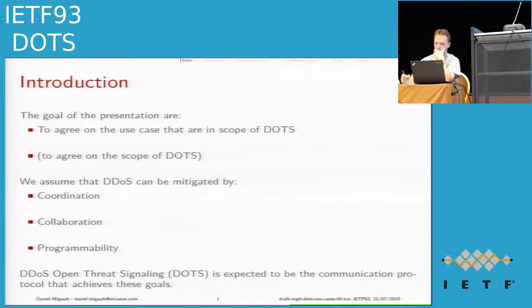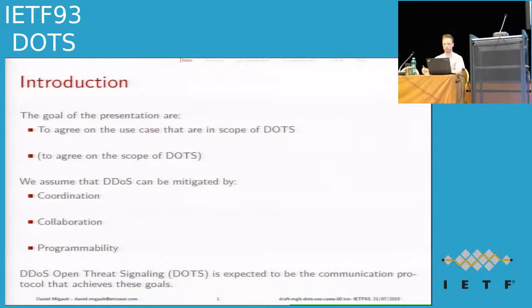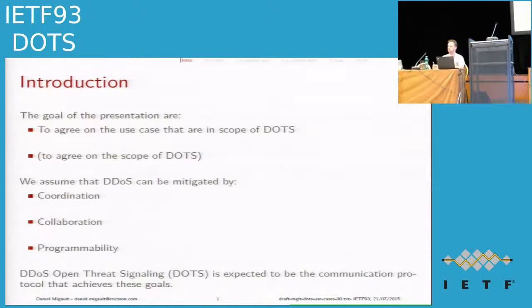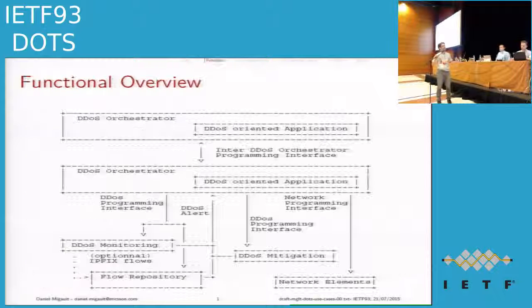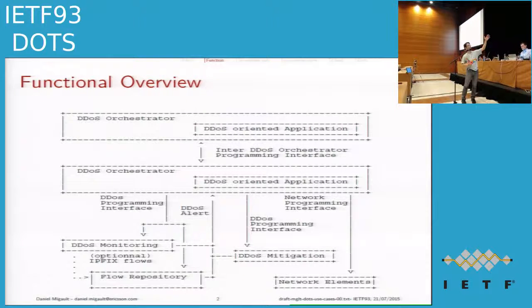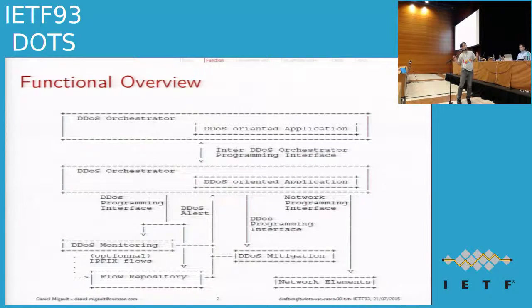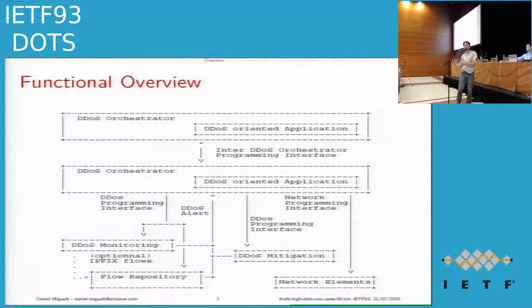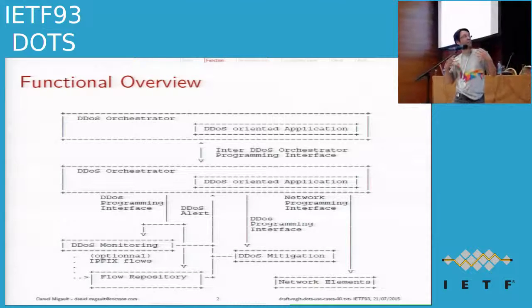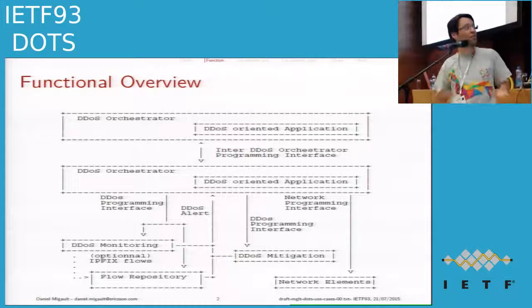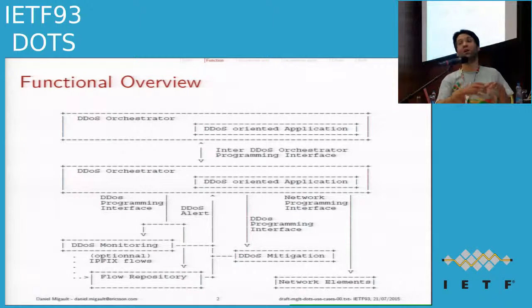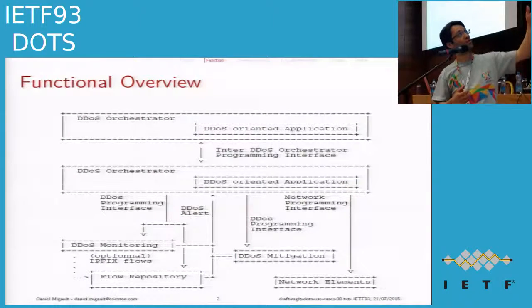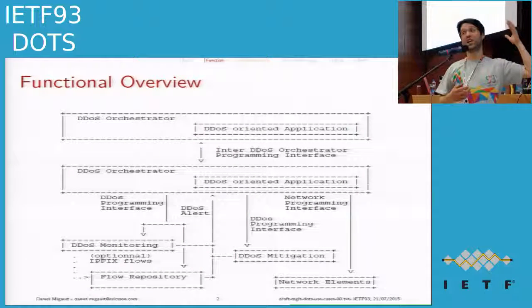The idea I had initially was that in order to mitigate DDoS, we need collaboration and coordination between the different DDoS devices and appliances, and some kind of programmability. The overall picture is that you have a DDoS orchestrator interacting between DDoS monitoring functions and DDoS mitigation functions. It interacts with those through a DDoS programming interface. The programming interface also involves some alert service and some interaction with the DDoS orchestrator.